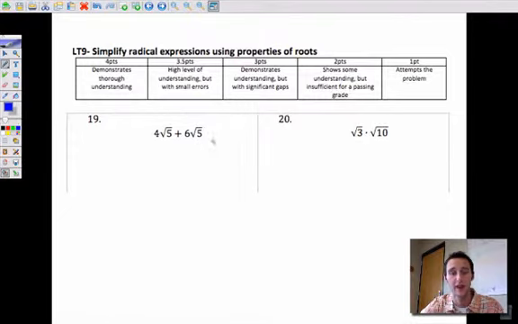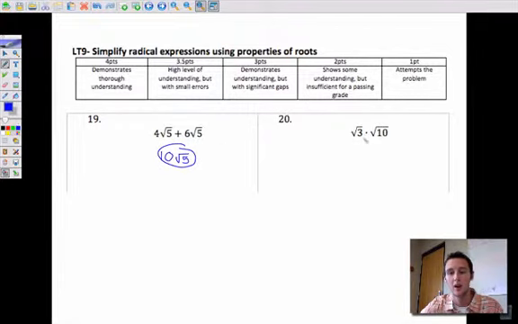Basically, you can think of this as combining like terms. So here you have 4 square roots of 5. Here you have 6 square roots of 5. So all you need to do is combine them together to make 10 square roots of 5. You do not add the 5's together to make a square root of 10. You just combine the coefficient in front of the square root of 5. So 4 square roots of 5 plus 6 square roots of 5 make 10 square roots of 5.